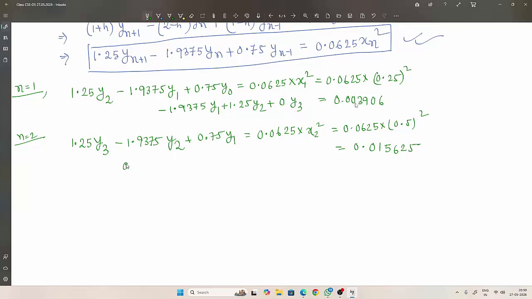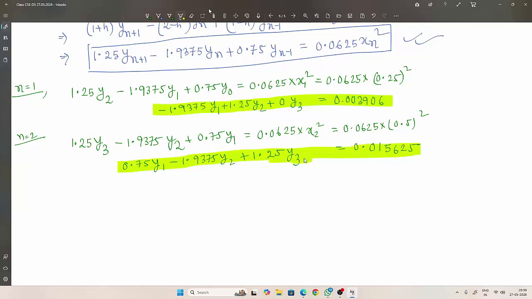First write the y1 expression, 0.75 y1 minus 1.9375 y2 plus 1.25 y3. So this is that expression. So this is the first equation, this highlighted equation is your second equation. Now similarly prepare the third equation by putting n equal to 3.